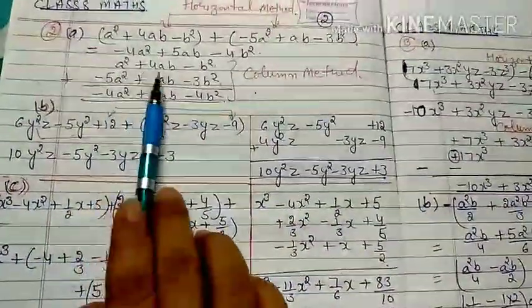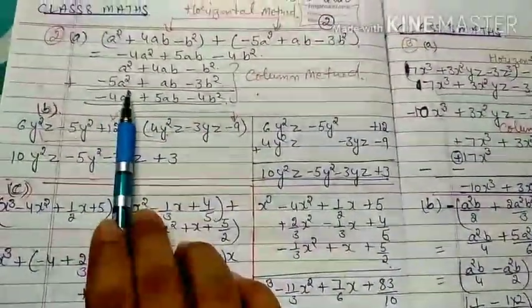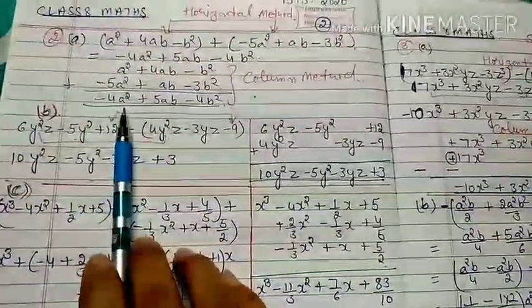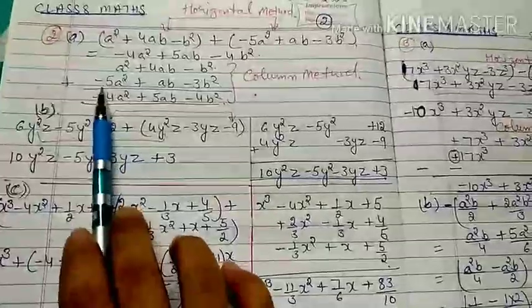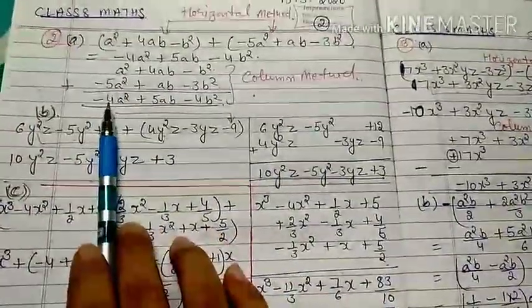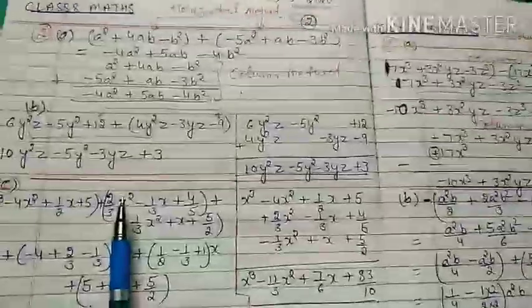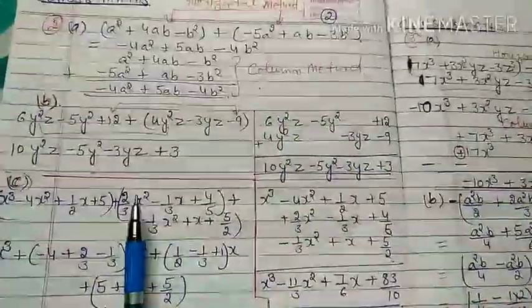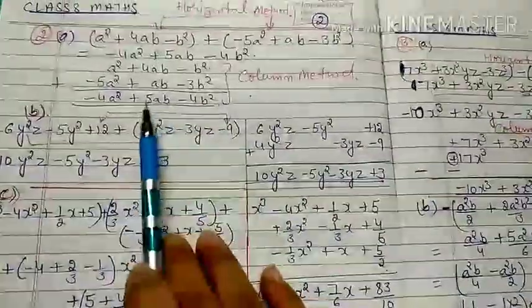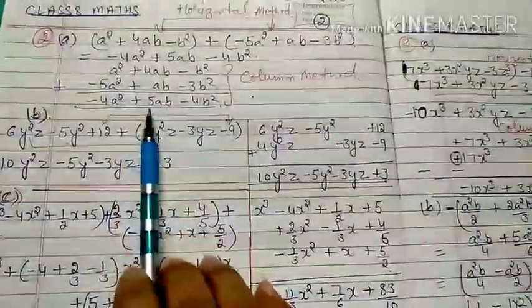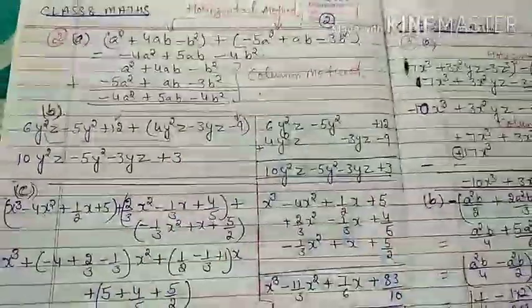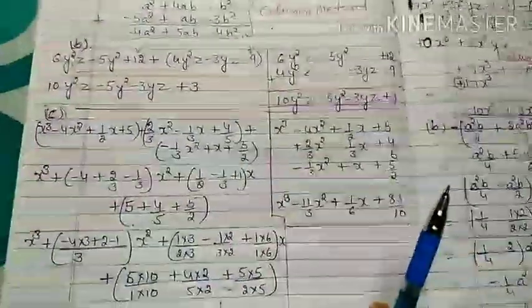So a² + 4ab − b² and −5a² + ab − 3b². Then after addition, −5 plus 1 gives me −4, because you are not going to add or subtract the variable, only the numerical part multiplied with the like variables you have to add or subtract according to the sign. Plus 4 and plus 1 give me plus 5, and minus 1 and minus 3 give me −4b². So that is the column method.